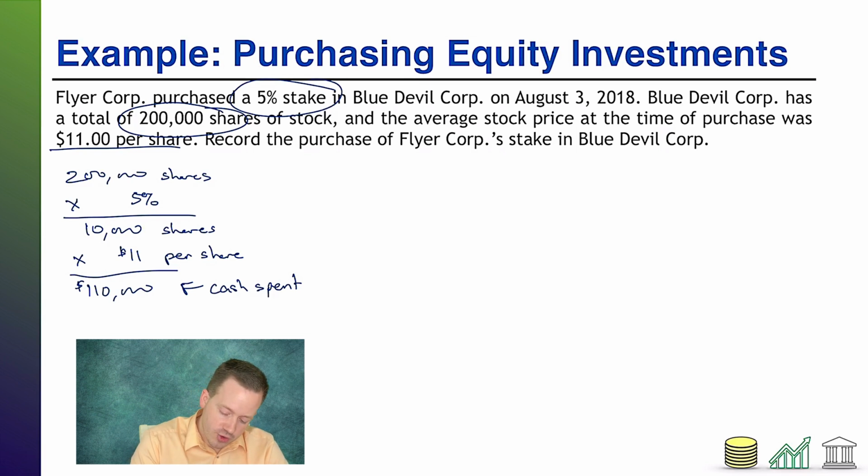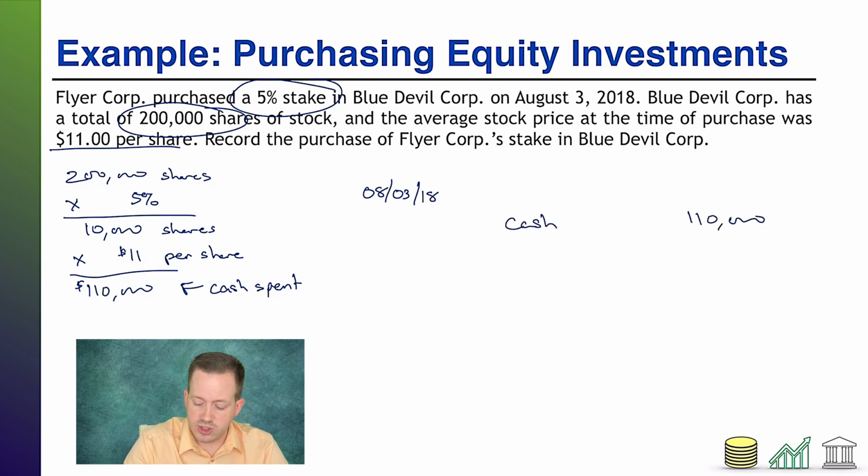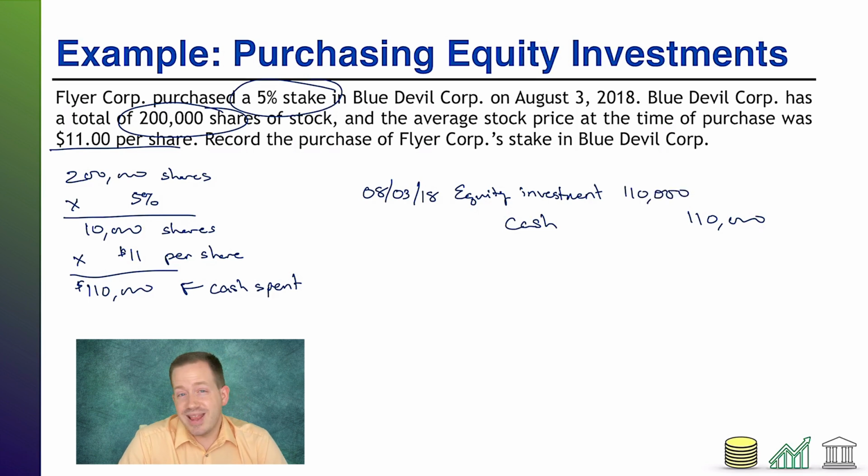So when we think about our journal entry, we need our date. So August 3rd, 2018. If cash is being spent, then we have a credit to cash for $110,000. What are we getting for that cash? Well, we're getting an equity investment, which is an asset that's going to go on our balance sheet. What is that equity investment worth? Well, on the day we buy it, $110,000. And that's all you have to do, right? That's the end of the journal entry. Give up cash, get the investment.